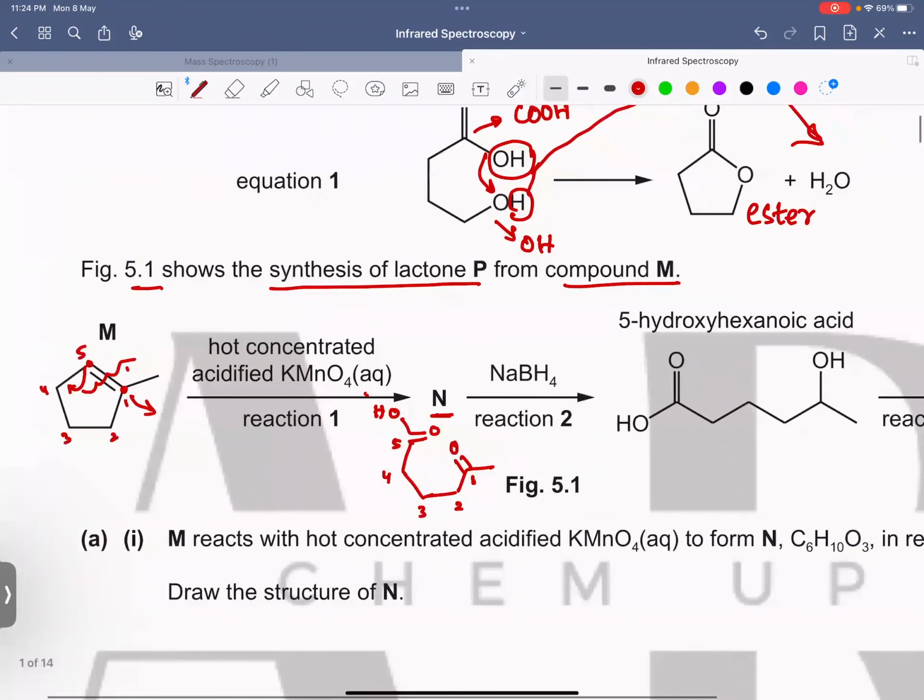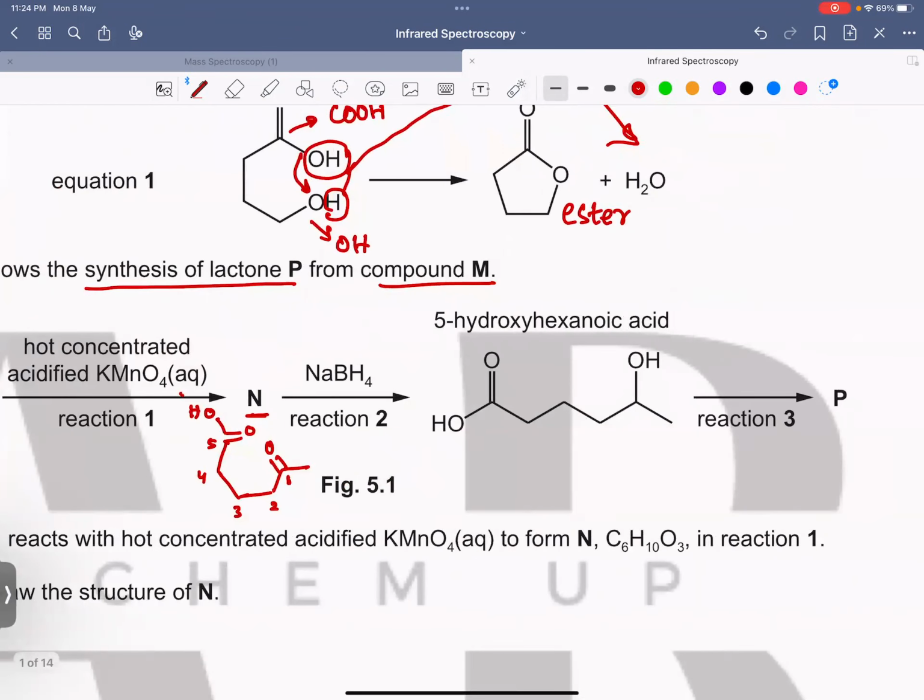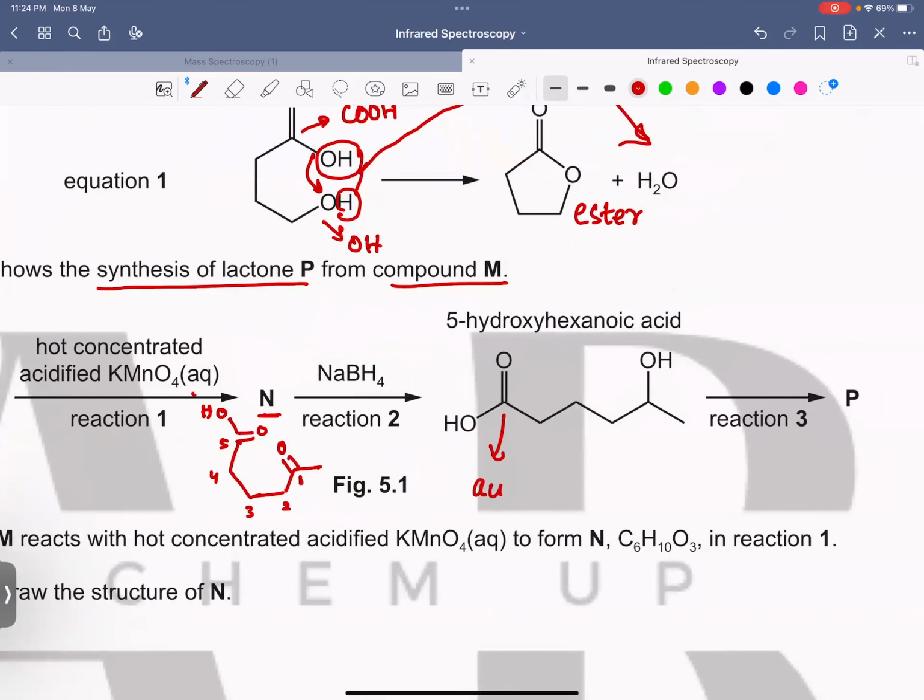Now, that N is turning into this one. If you see, this is still the acid and this is a secondary alcohol, right? And why did this happen? Because we used NaBH4. NaBH4 reduces ketones, but it cannot reduce carboxylic acids. So that's why the carboxylic acid, which I have mentioned as carbon number 5, stays the same, and carbon number 1 turns into a secondary alcohol. Is this understandable? Yes, sir.